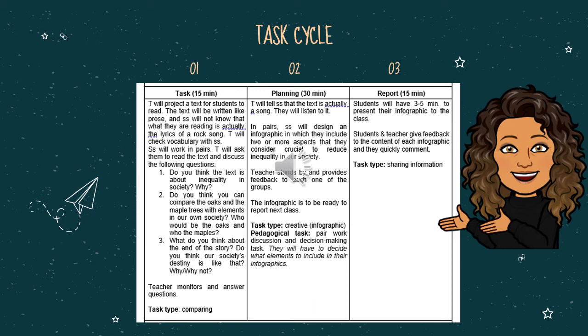I need to consider that this kind of task takes time. That's why I think it is not possible to finish the activity during only one session. The task type is a creative one because they are going to design an infographic. And the pedagogical task is pair work. And they are going to discuss and they are going to make decisions about what to include in their infographic.